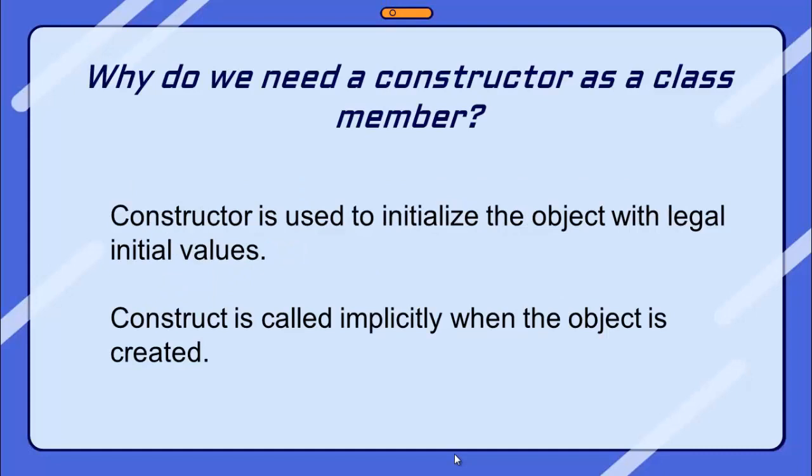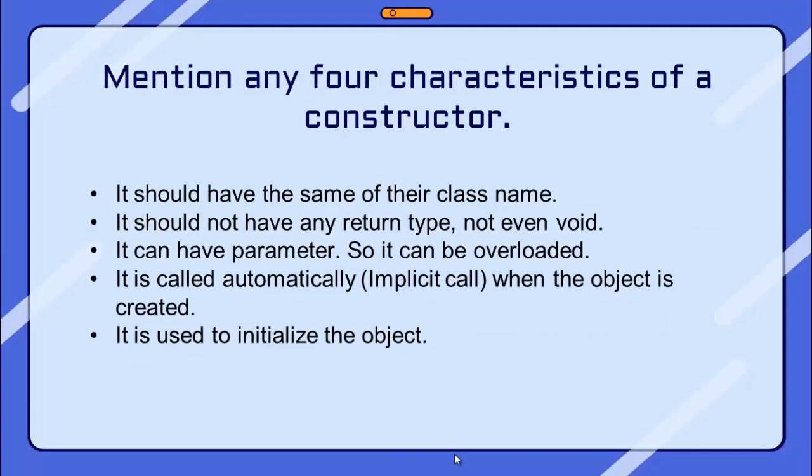Constructor is used to initialize the object with legal initial values. So constructor is called implicitly when the object is created. Mention any four characteristics of constructor. It should have the same name as a class name. It should not have any return data type, not even void. It can have parameters, so it can be overloaded.